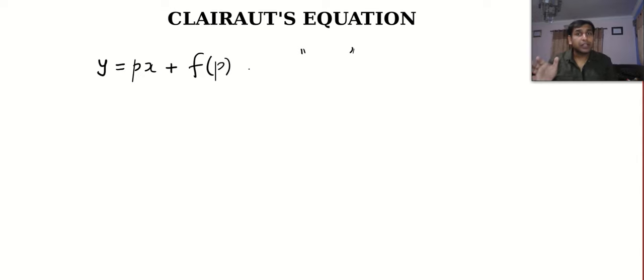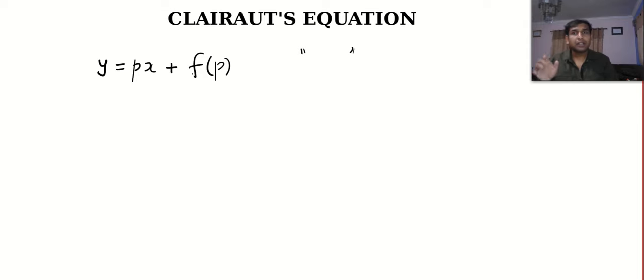In this video, we are going to discuss Clairaut's equation. Basically, Clairaut's equation is an equation solvable for y. That is, an equation which can be written in the form y is equal to p into x plus some function in p. I'll repeat once more. It is an equation solvable in y. That means we can write y completely in terms of p and x.